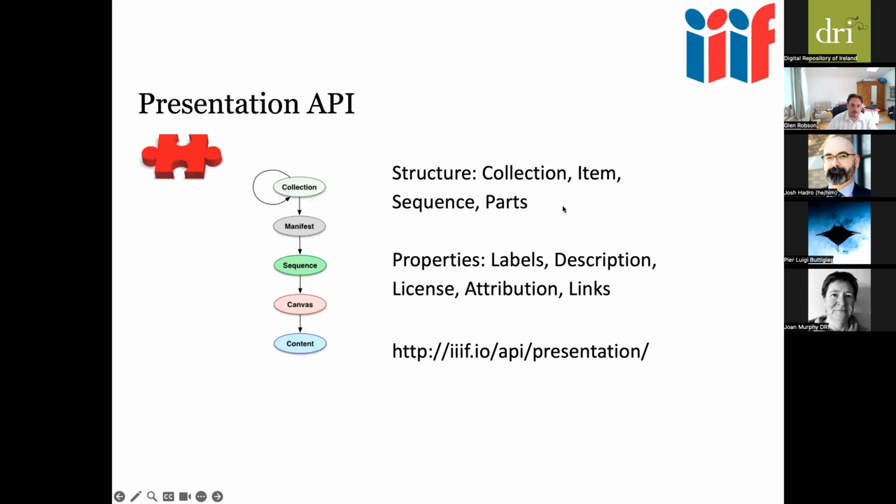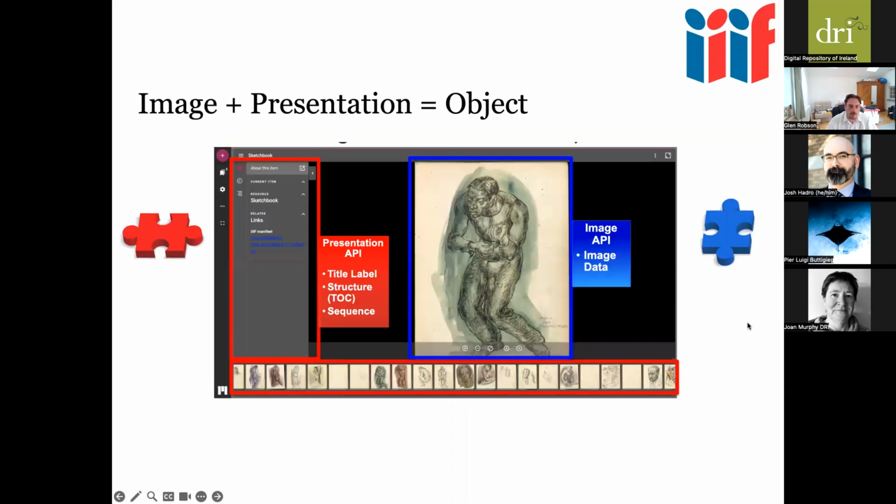And this contains a structure, so the order of the images, and metadata, so labels, descriptions, license, attributions, and links to other items. You can see the full example here, but if we were to look at a particular manifest in one of the IIIF viewers, when you look at this item, which has many different images that are part of it, all of the images, including the thumbnails, come from the IIIF Image API. And then the metadata around this item is what comes from the Presentation API. So the order of the pages, the metadata, and a table of contents, if you need one, are all within the Presentation API.